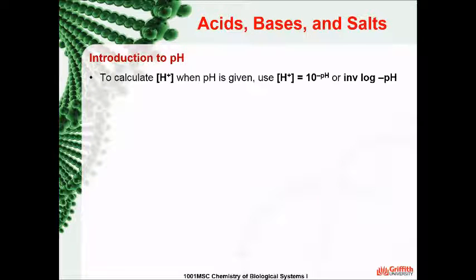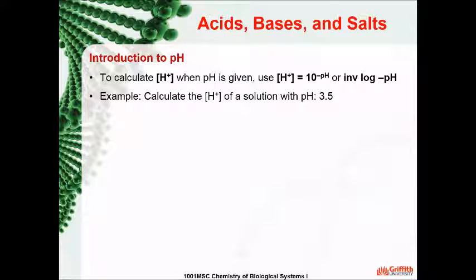In some cases, we know the pH of a solution and we are required to calculate the hydrogen ion concentration. To do that, we need to do the reverse step and use the formula hydrogen ion concentration is equal to 10 to the minus pH, or take the inverse of the log. For example, calculate the H plus concentration of a solution with a pH of 3.5.